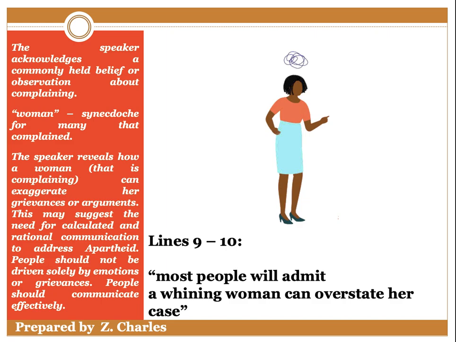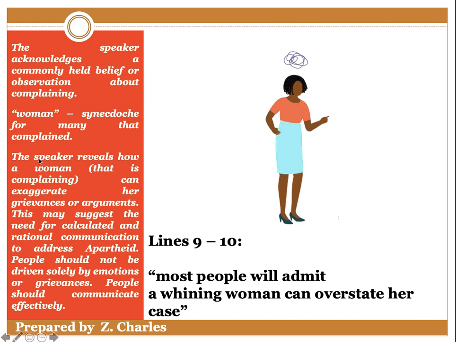So think about this in any complaint that we have. Especially if it's a complaint that we've made numerous times, by maybe the fifth or the sixth or the tenth time, we're going to exaggerate, or make it seem more dire than what it already is, of course, because we are fed up. So here the speaker is saying a whining woman can overstate a case. And what does that mean?